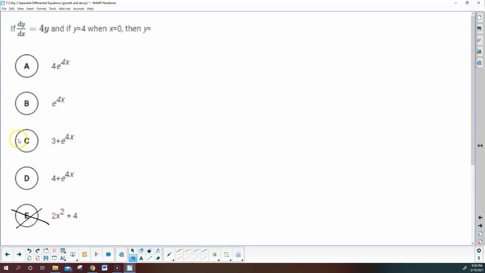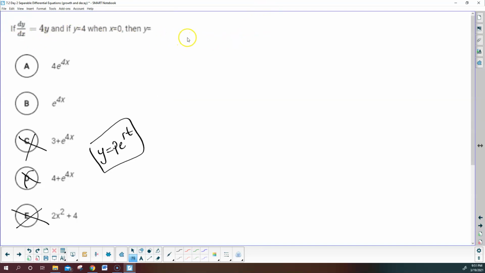And you could even get rid of these two because there's a plus value, and we don't have the plus value. The PERT formula looks like this. So our answer has to be something in this form, which means it's either going to be A or B. So we narrowed it down just by recognizing the pattern. But if you didn't recognize the pattern, let's go ahead and split this up.